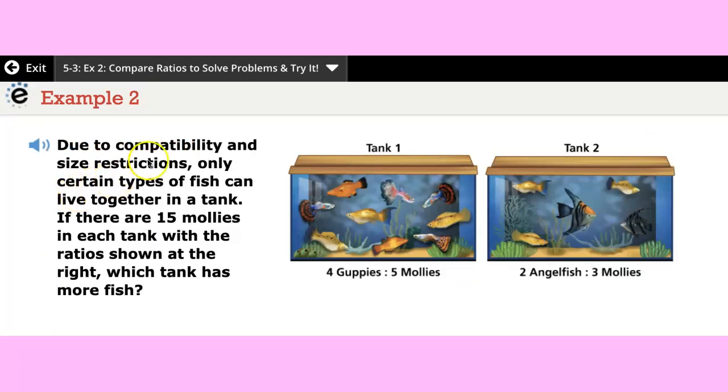Due to compatibility and size restrictions, only certain types of fish can live together in a tank. If there are 15 mollies in each tank with the ratio shown at the right, which tank has more fish? In tank 1, we have 4 guppies for 5 mollies. In tank 2, we have 2 angelfish and 3 mollies. So the question is, which tank has more fish if there are 15 mollies in each tank?